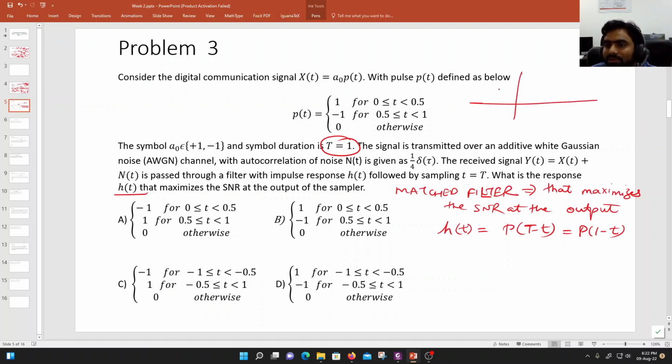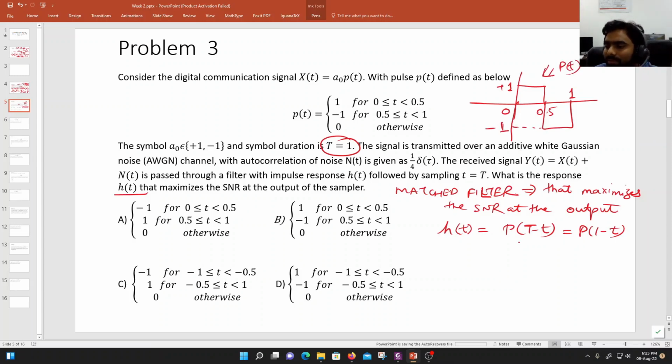So let's draw this pulse p(t). From 0 to 0.5 it is plus 1, and from 0.5 to 1 it would be minus 1. Clear? So this is nothing but your pulse p(t).